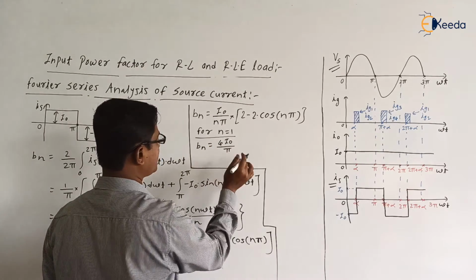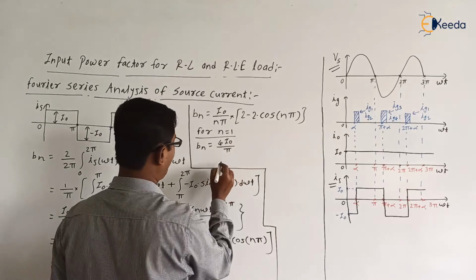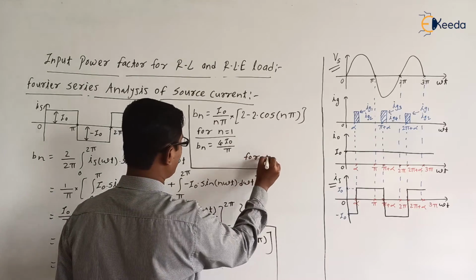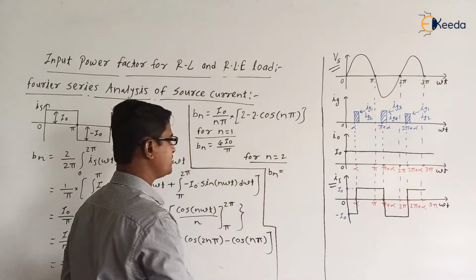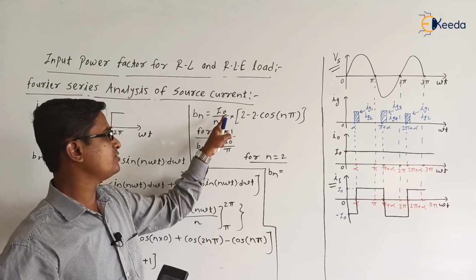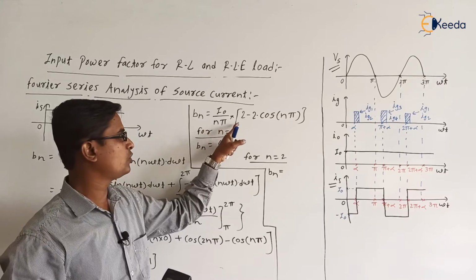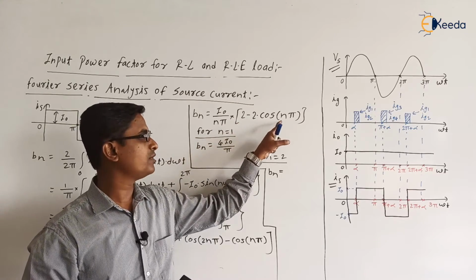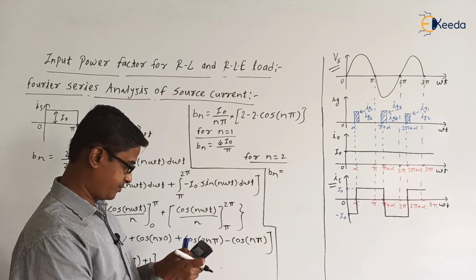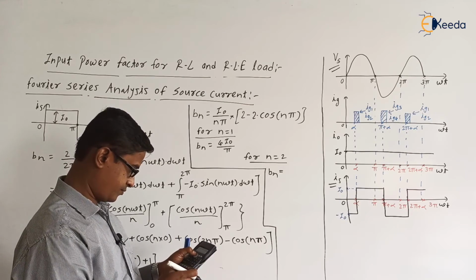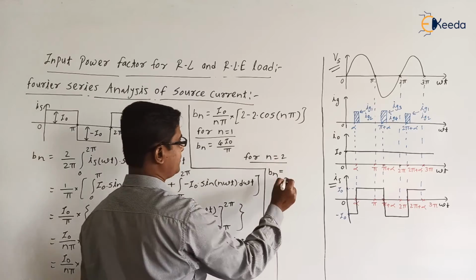For n is equal to 2, can we check? Yes, let us check for n is equal to 2. Let us discuss what is the Bn. For n is equal to 2, it is I0 by 2 pi into 2 minus 2 into cos of 2 pi. If you check cos of 2 pi, this term becomes 0, so it will be 0.